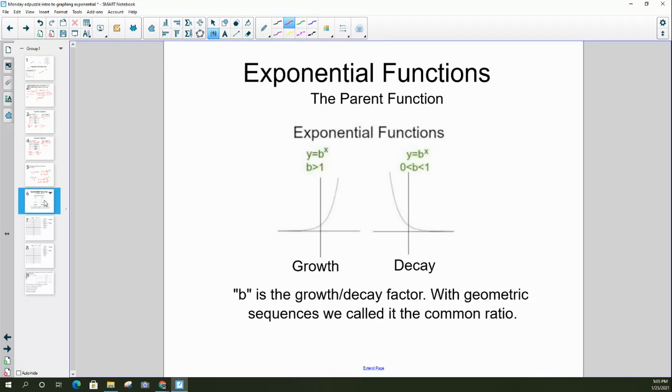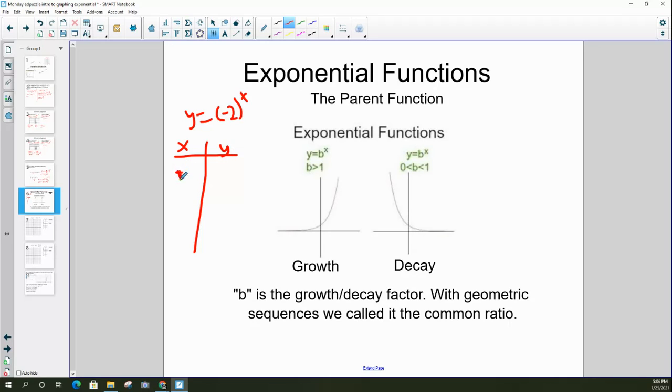So it's not growth or decay. And then why can't b be negative? So let's take a real quick look at that. All right. So if I said that y equals -2 to the x, and I start to make a table of values for this, and I plug in -1, actually, I'm not even worried about that.